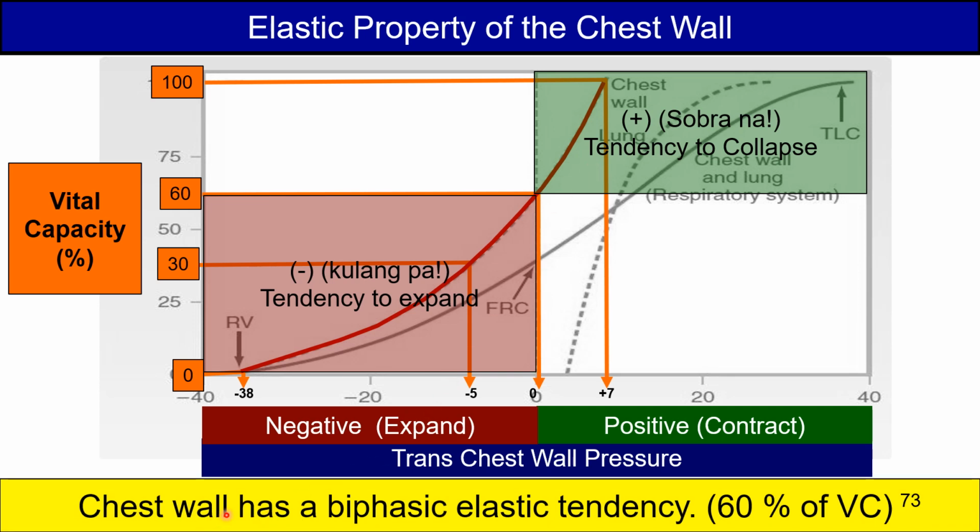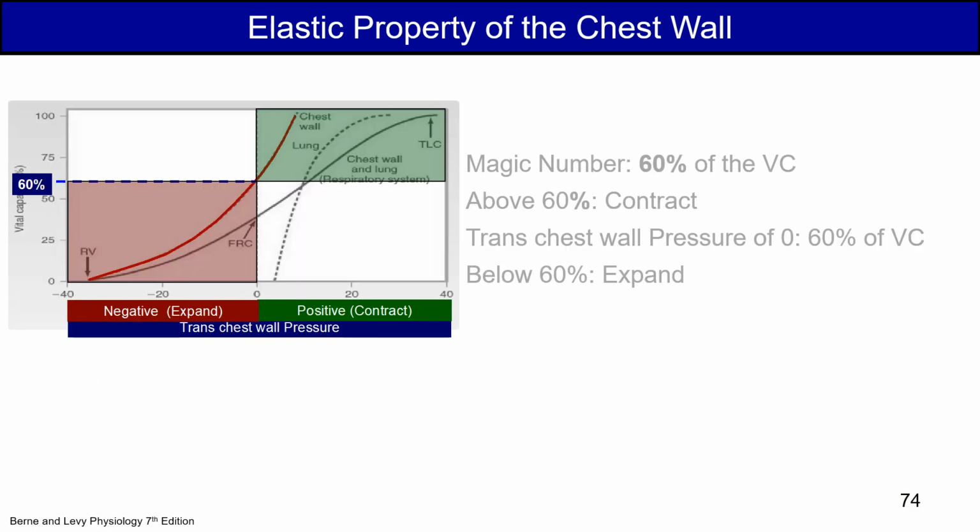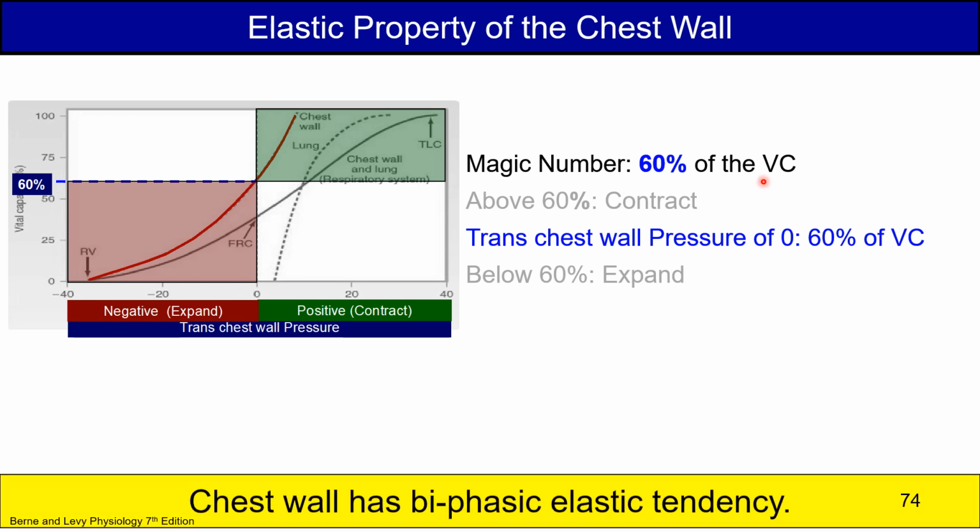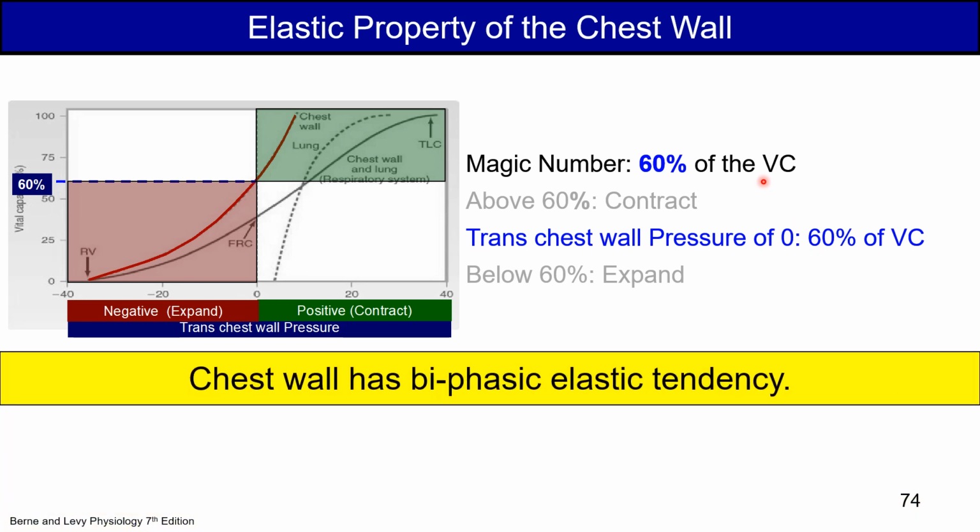So basically, the chest wall has a biphasic elastic tendency, and the inflection point will be at 60% of the vital capacity. So, the trans chest wall pressure of 0 is at 60% of the vital capacity. So the magic number, as far as the elastic tendency of the chest wall is concerned, is 60%. Okay? It has a biphasic elastic tendency. Below 60%, it wants to expand, while above 60%, it wants to contract.